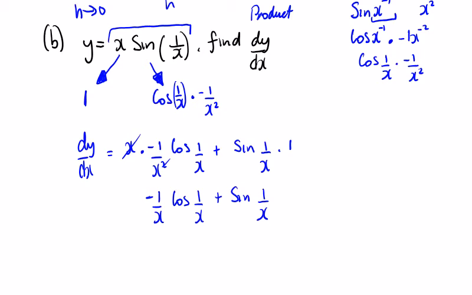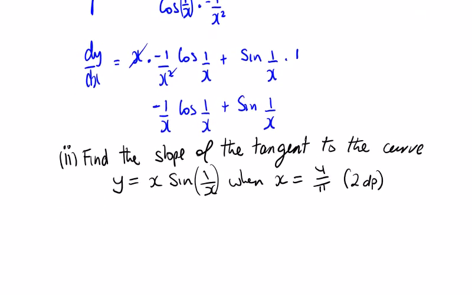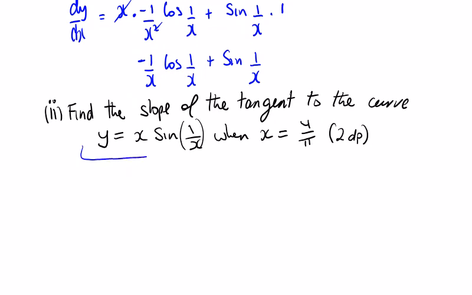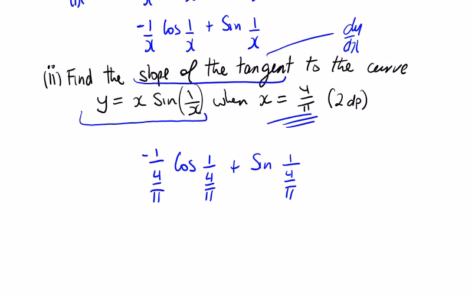We're given a value for x, x equals 4 over pi, so let me write that question out. B part 2, find the slope of the tangent to the curve y is equal to x sine 1 over x is what we just done, and we know slope of a tangent is dy dx. So we have the dy dx part, so we're just subbing in here 4 over pi for x. So we're going to get minus 1 over 4 over pi times the cos of 1 over 4 over pi plus the sine of 1 over 4 over pi. So divided by a fraction, it'll flip them upside down. So turn it upside down and multiply.